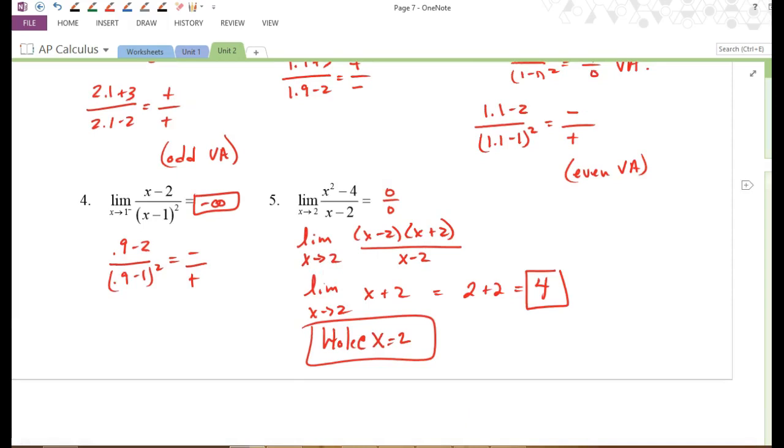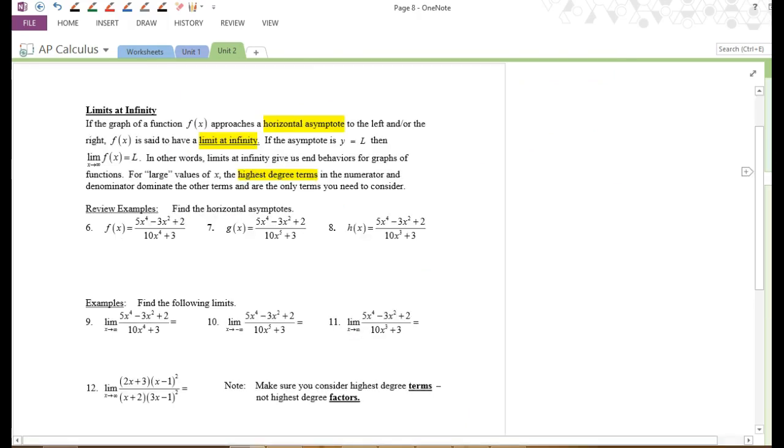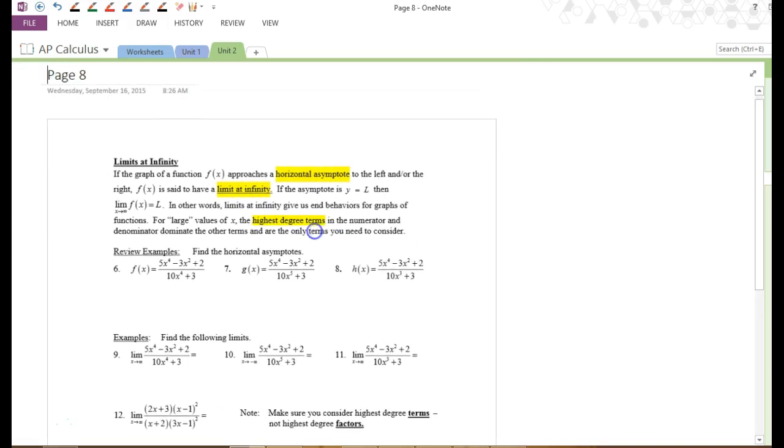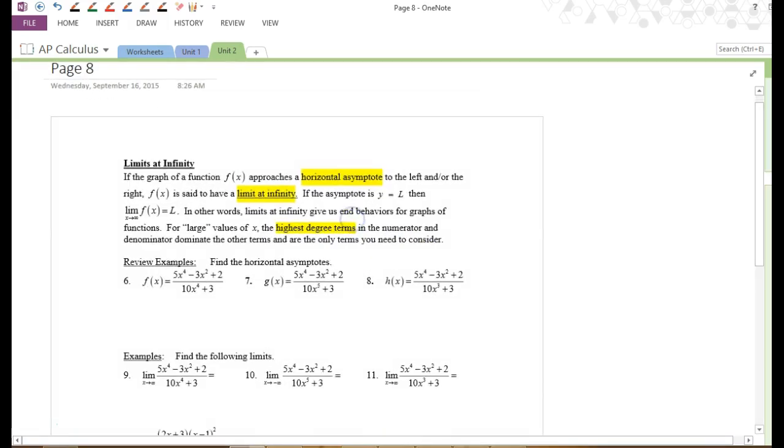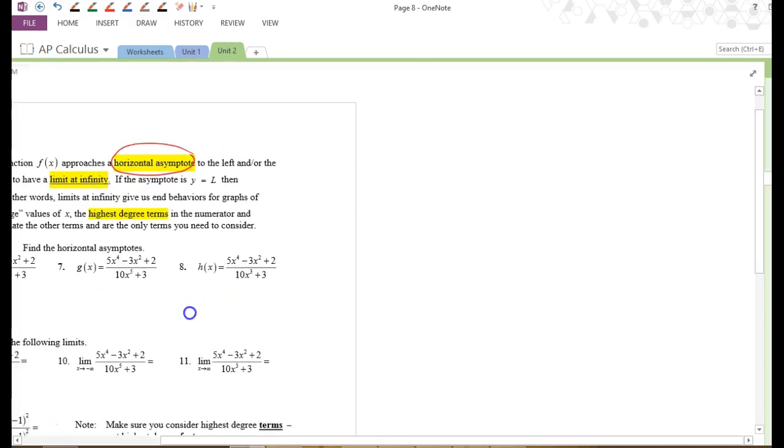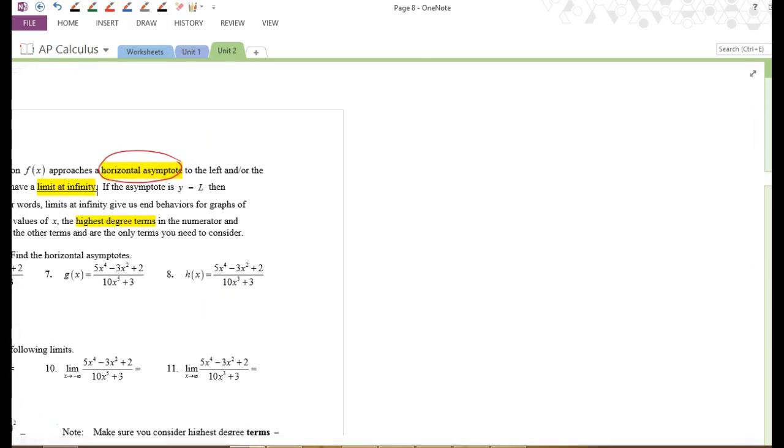Okay, so moving on to the next page. They start talking about limits at infinity. So what's happening to the graph as you go way, way to the right or way, way to the left, at infinity or negative infinity? So what I'm going to add onto these notes is they immediately start talking about horizontal asymptotes. Perhaps you remember this, but a quick refresher.